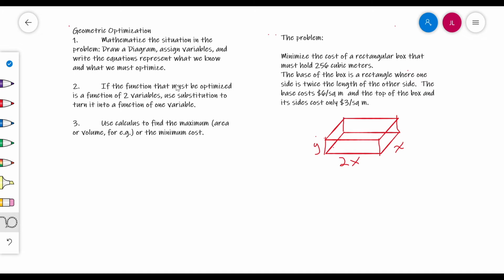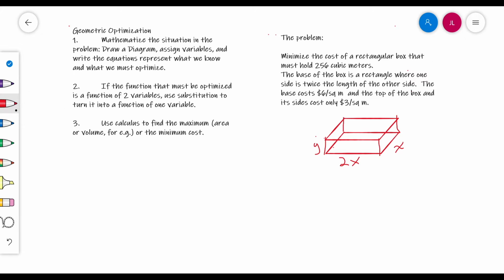The second step that we have to do once we have all the mathematizing done is we have to make sure that the function we're optimizing is a function of one variable. If it isn't, we have to do a substitution. And finally, the last step is the easy step. That's the calculus, where we take the function we're optimizing and we take its derivative and we find the critical values and we figure out whether they're maxima or minima, and we can answer the question using the calculus that we know. Okay, so let's begin.